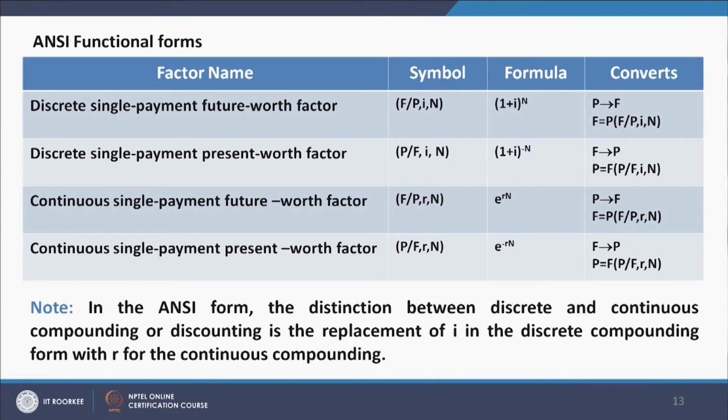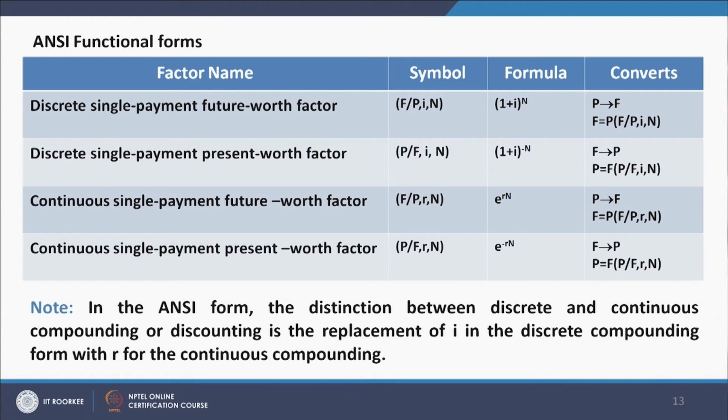Continuous single payment future worth factor, this is denoted by (F/P, r, n) and given as e to the power rn. This converts P to F and is given as F is equal to P into that factor, which is (F/P, r, n).